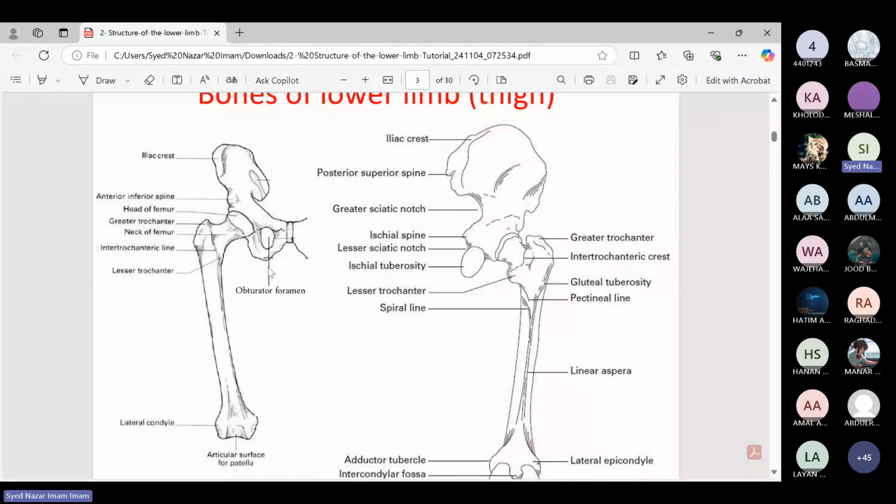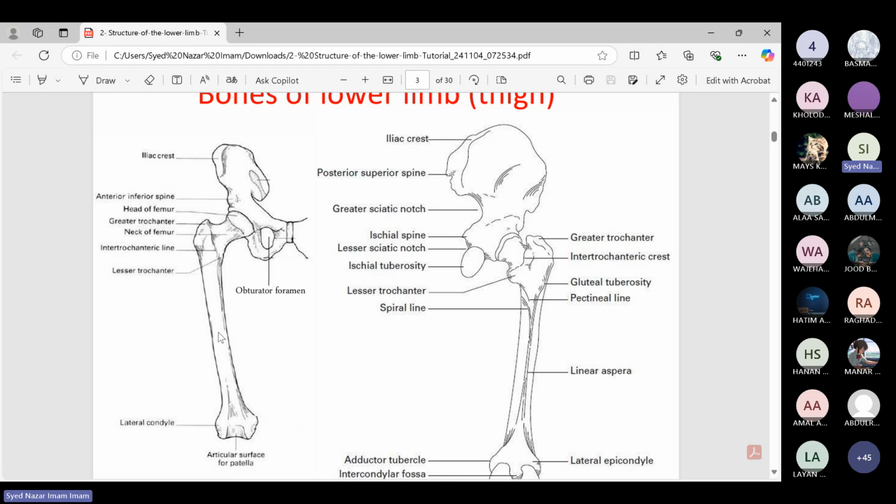So now, as I told you, this hip bone is like the scapula of the upper limb. Similarly, this femur is like the humerus of the upper limb. This is the bone of the thigh, and that is the bone of the arm. So what kind of bone is it? Similar to the humerus, it is a long bone.